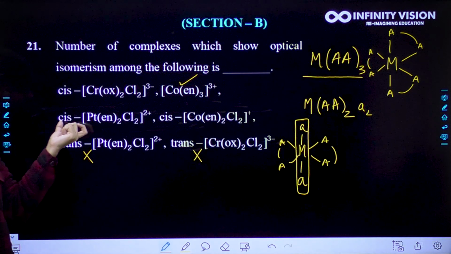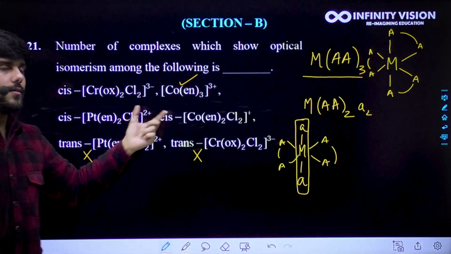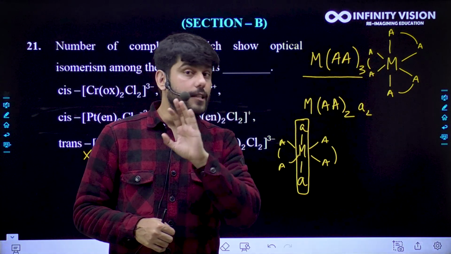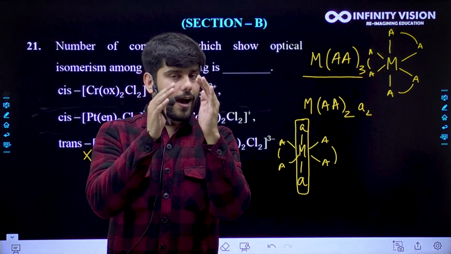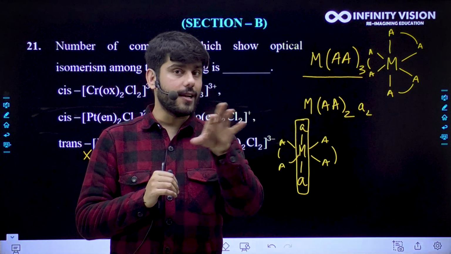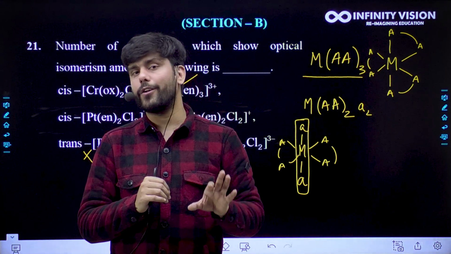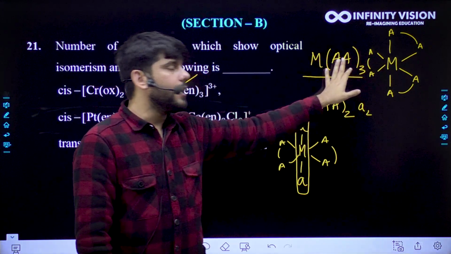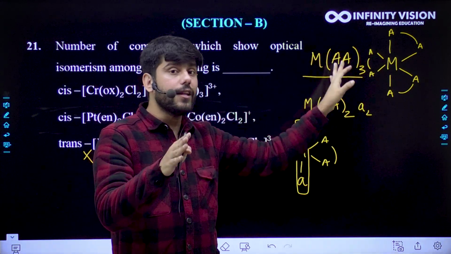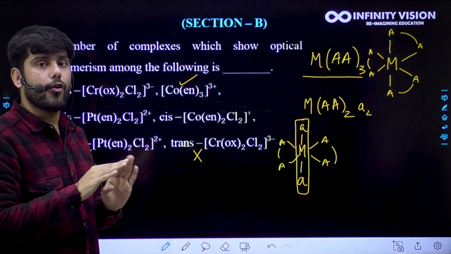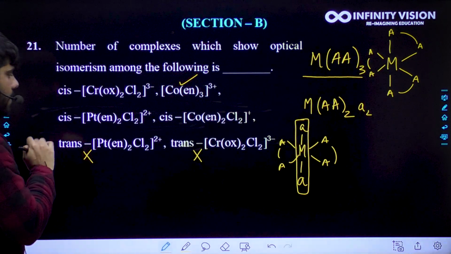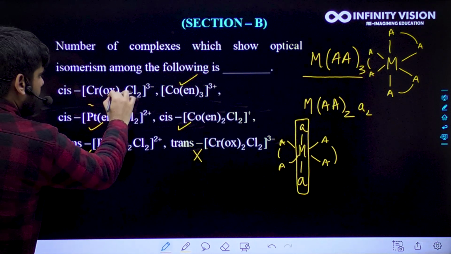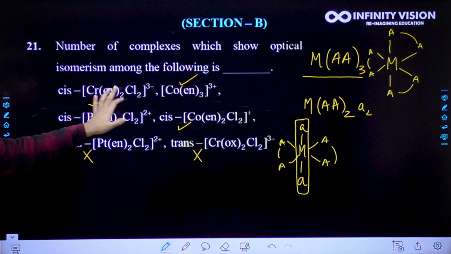Now, in the case of cis, this bidentate ligand, they are perpendicular to each other. If they are at cis, they are at 90 degrees perpendicular to each other. They can never be a plane of symmetry. So in the case of 3 bidentate ligands, and even in the case of 2 bidentate ligands, they cannot have a plane of symmetry, right? So this is optically active, this is optically active, and cis, again, oxalato, again, optically active.